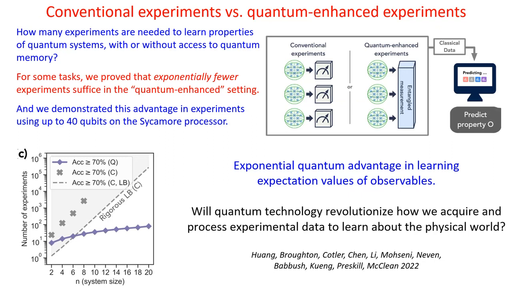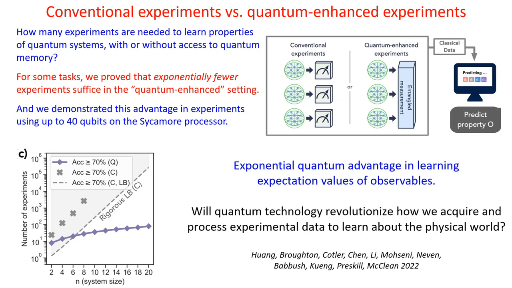Now, ideally, if we had a perfect quantum computer, the number of experiments we would need to make good predictions in the quantum enhanced scenario would be completely independent of the system size. In fact, the number of experiments needed rises slowly as the system size increases because of the noise in the device. But for the largest system size that we were able to reach, which was 20 qubits, the number of experiments that sufficed to make an accurate prediction in the quantum enhanced scenario was below a rigorous lower bound on how many would be needed in the conventional scenario by over 3 orders of magnitude.